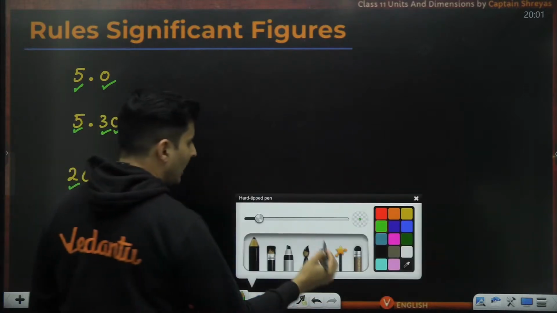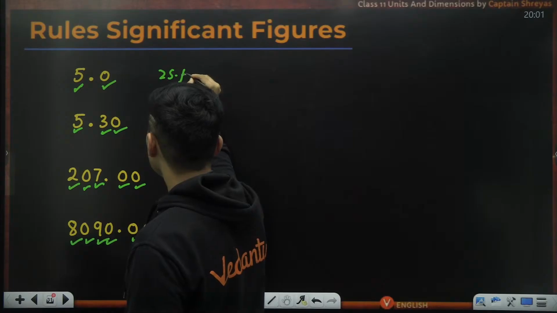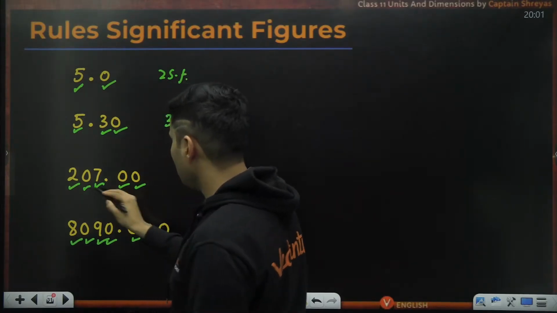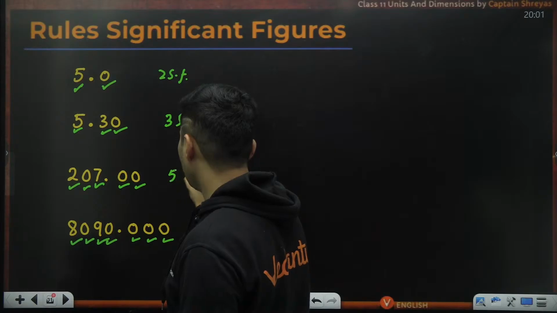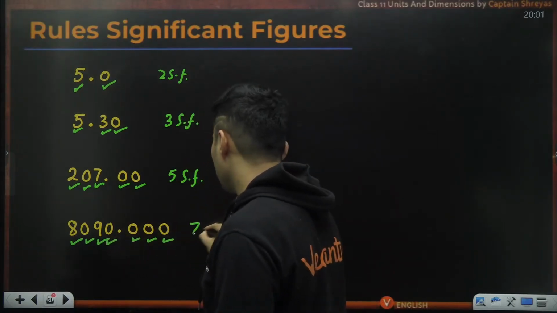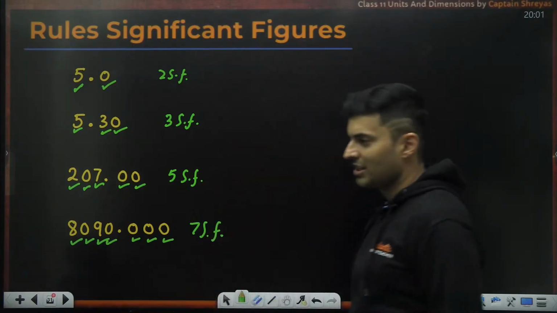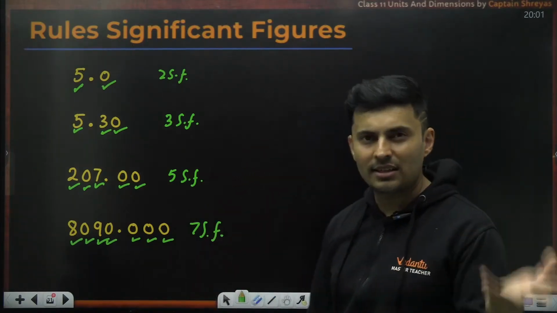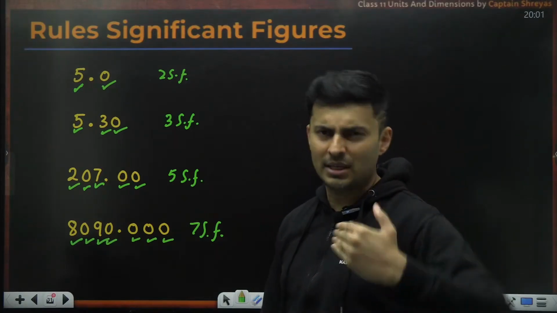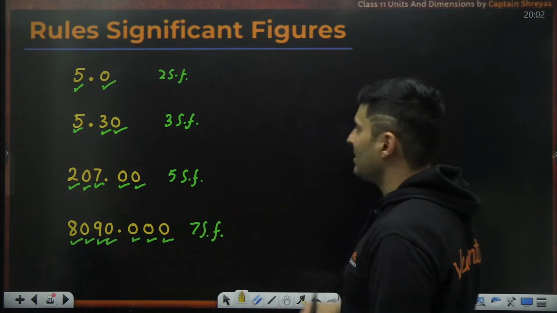Okay. So as you can see over here, there are two significant figures. Here you can see there are three significant figures. Here you can see 1, 2, 3, 4, 5 significant figures. Here you can see 1, 2, 3, 4, 5, 6, 7 significant figures. So whenever you have a zero after the decimal, automatically it becomes significant, and anything before that automatically will become significant. But sir, what if the number is less than 1?